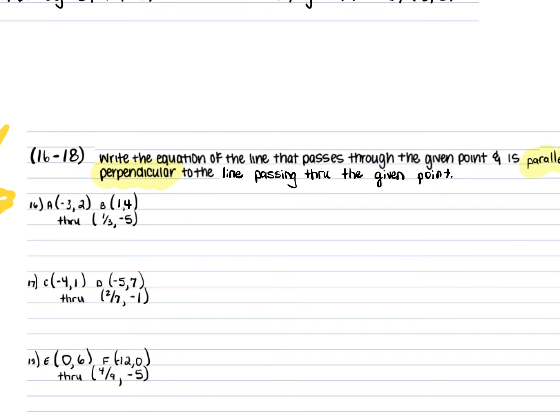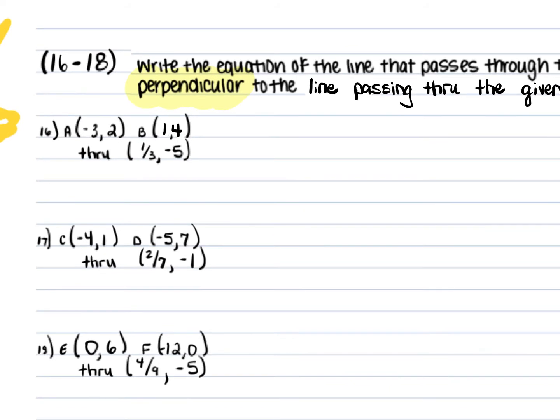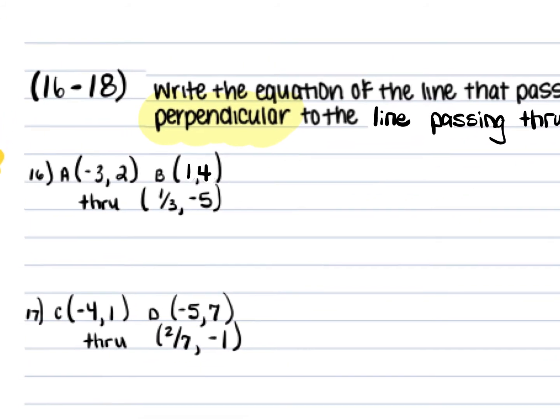I'm not going to ask you for both the parallel and perpendicular. It'll be one or the other. But I just wanted to show you guys. So we'll do 16, and we'll do both the parallel line and the perpendicular. What do you guys notice about 16, 17, and 18? The ordered pair that I gave you to write the line through. They're all fractions. What do you think you're probably going to have on your quiz? A fraction. Okay, so let's do 16 together.